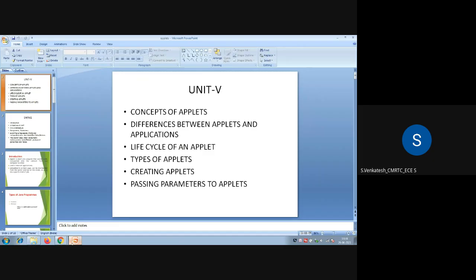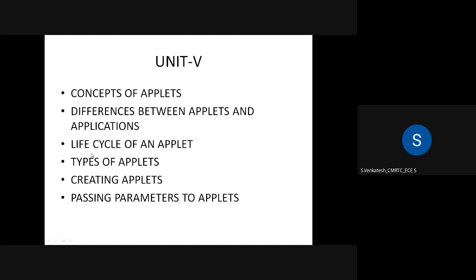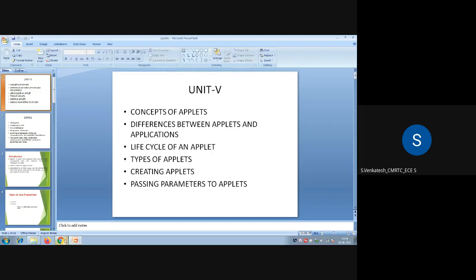So next, in unit 5 we have all these things. We have discussed passing parameters to applets, creating applets, and checking an applet. The only remaining thing is that we have to see the types of applets.